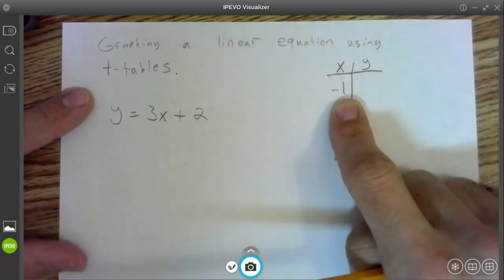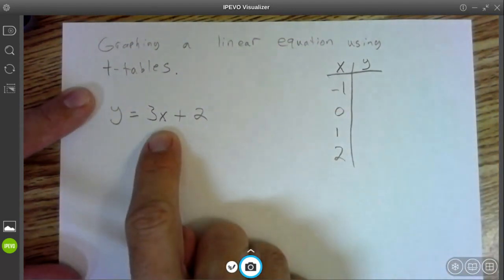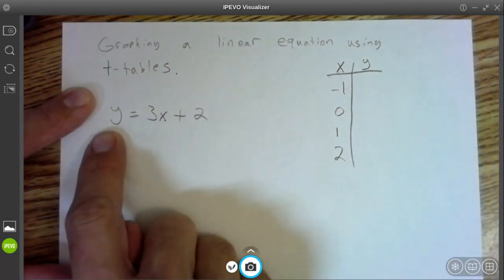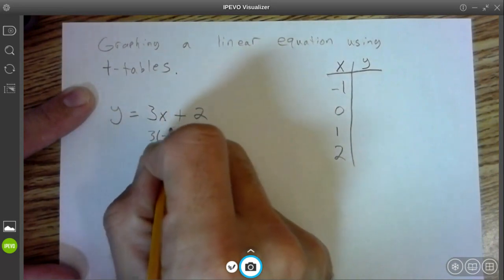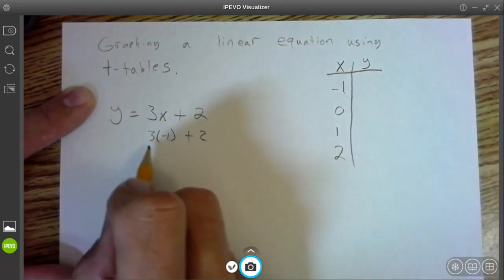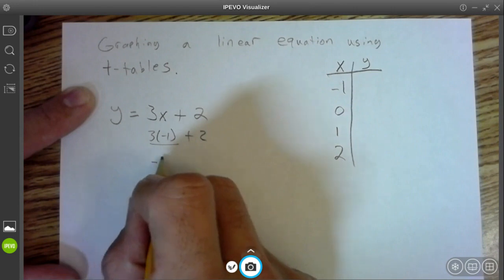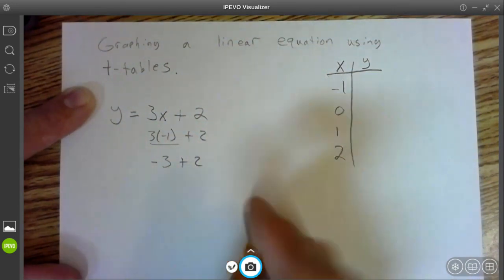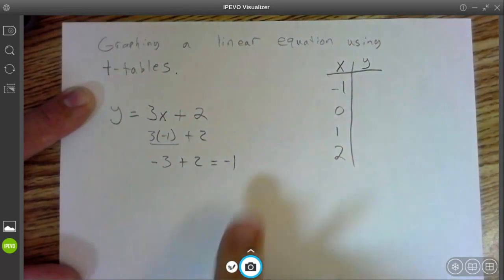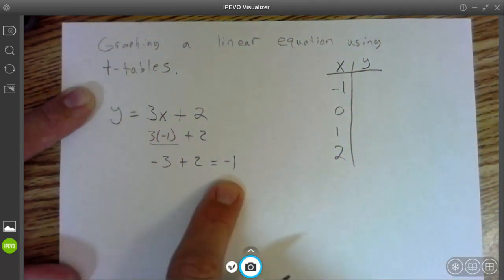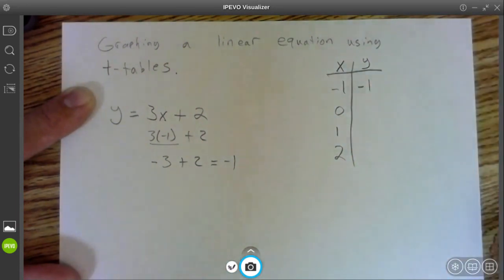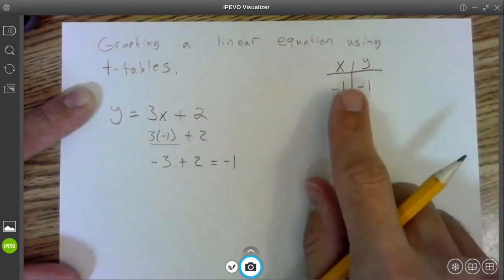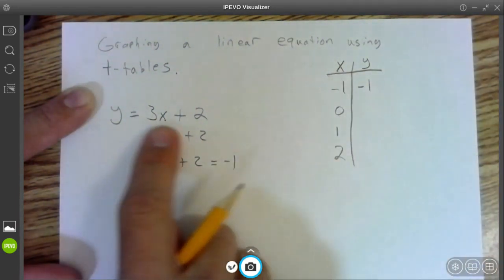So we're going to plug in -1 for x, and we're going to get a y value back. So 3 times -1 plus 2. 3 times -1 is -3. -3 plus 2 is equal to -1. So y equals -1. Now this is a solution to this equation.